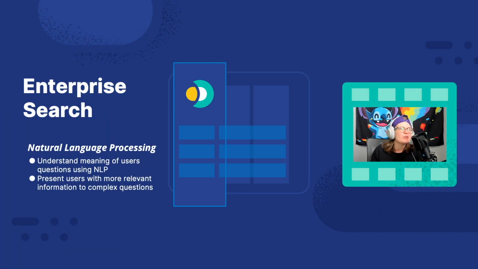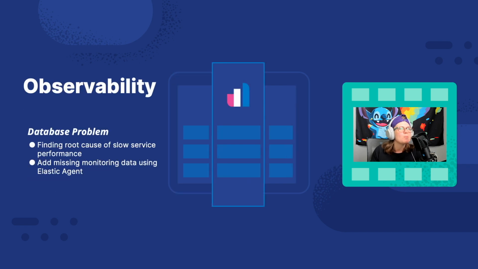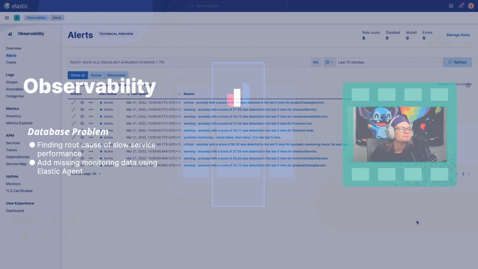We need to ensure that the customers have the best possible experience on the website. So we're using observability to monitor the end user experience as well as the performance of the applications and servers. Using observability, we'll investigate a performance problem that we've been having with our database. To help with our investigation, we'll add an additional data source on the fly.